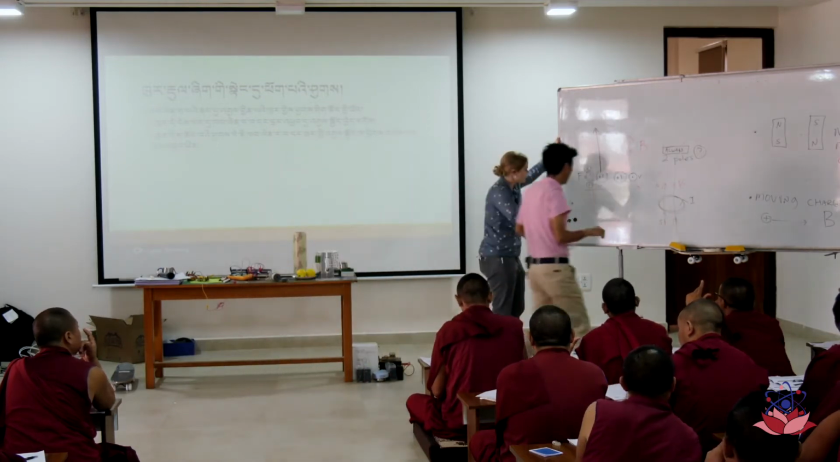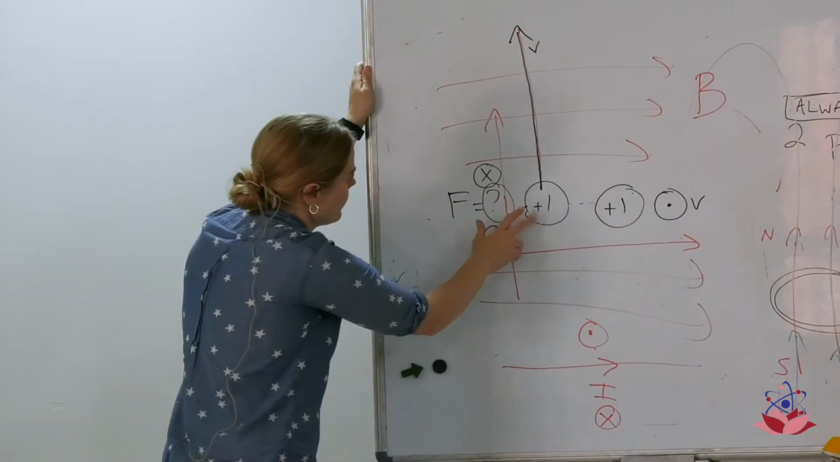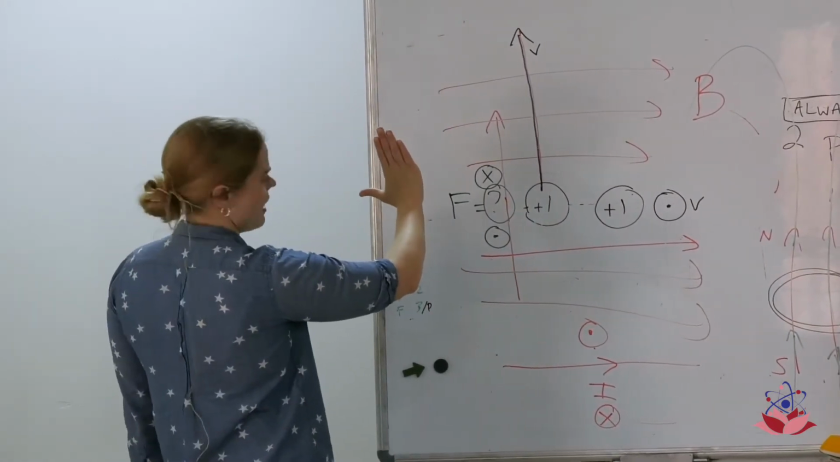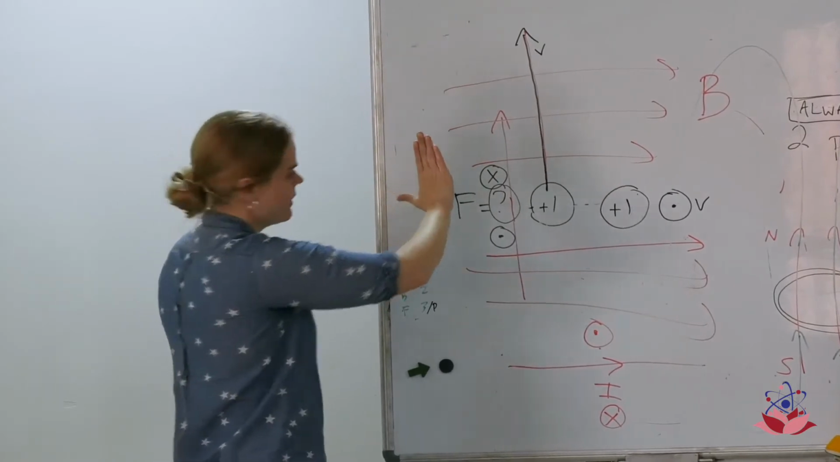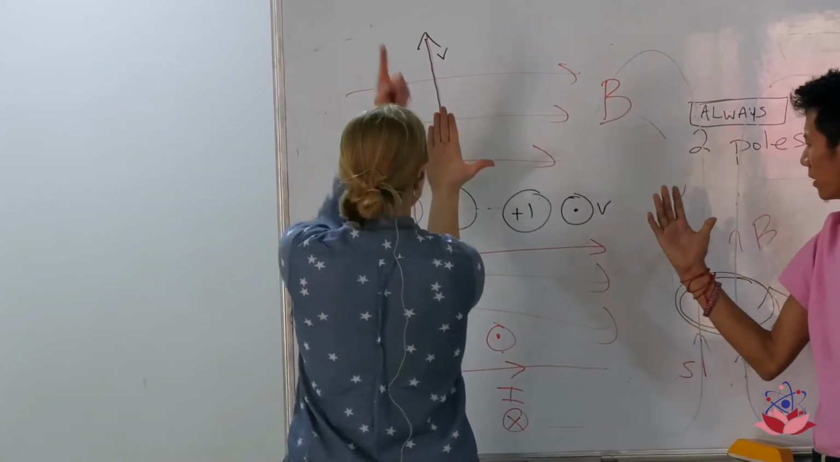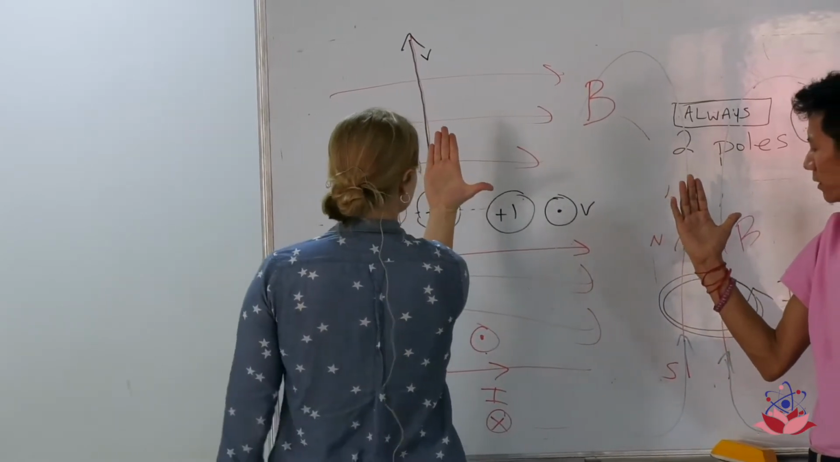Okay, so we have our right hand, and the field points this way. So if I do this, I'm not going to be able to do that. I actually have to flip my hand around so it's like this. So I have velocity and I have magnetic field.